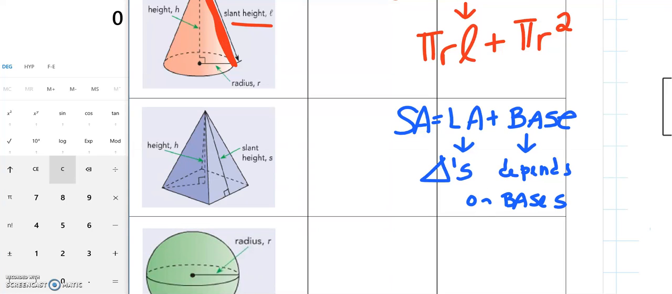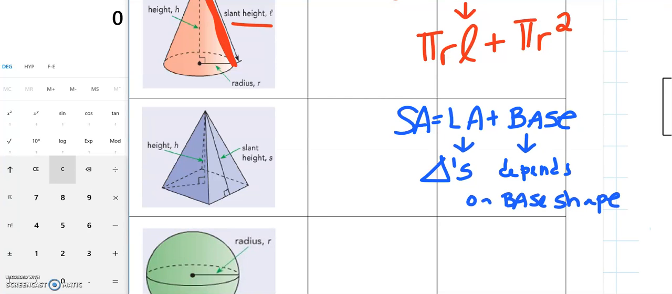So you have to know how to find the area of every type of regular shape. You have to know how to find the area of a trapezoid, how to find the area of a triangle, a rectangle, a square, any type of regular polygon. So all of those area formulas you need to know.